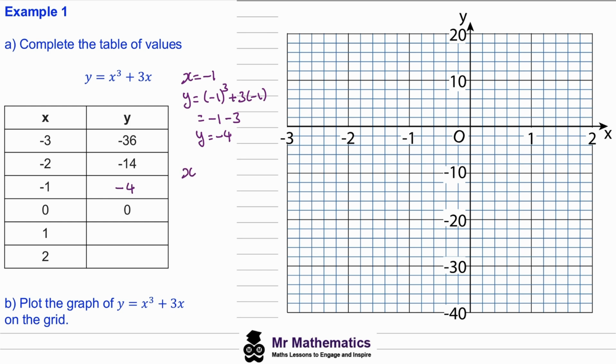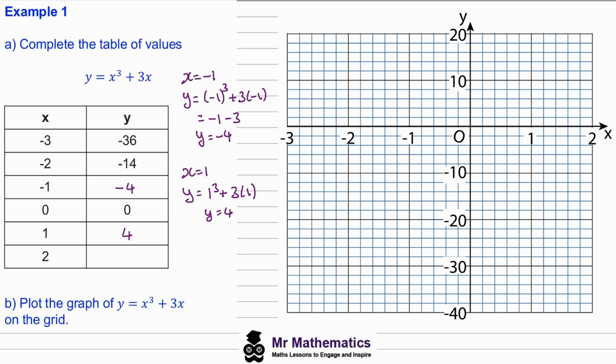And then when x equals +1, again, we'll substitute this value of x back into the x within our equation. So y will be 1 cubed plus 3 lots of 1. Well, 1 cubed is 1. 3 times 1 is 3. So y will equal 4.